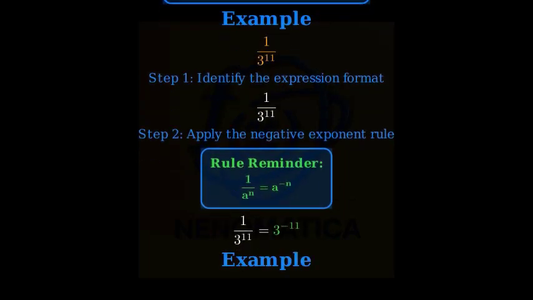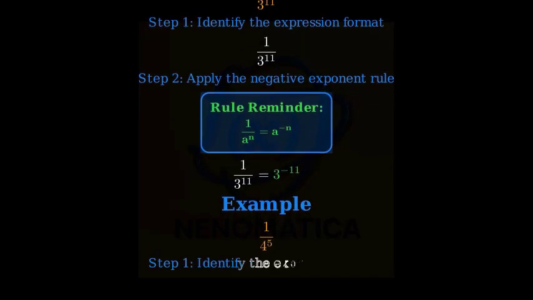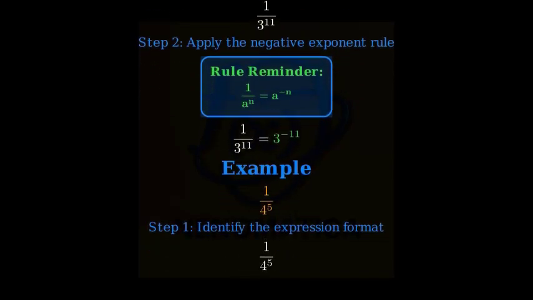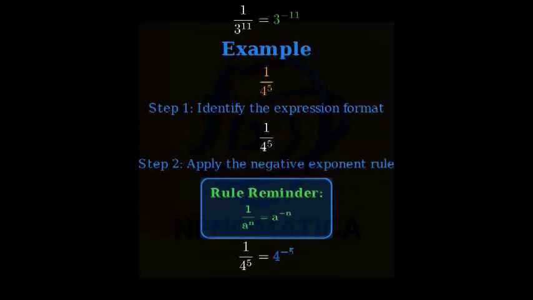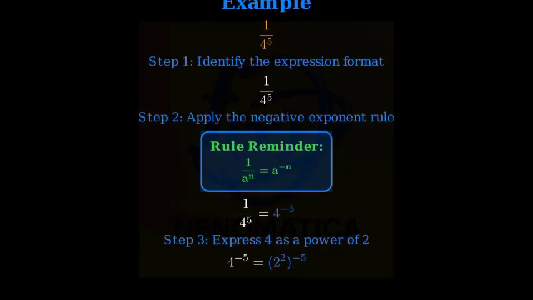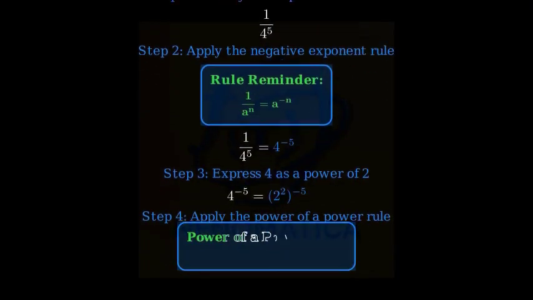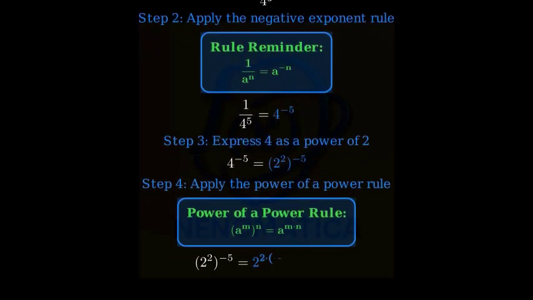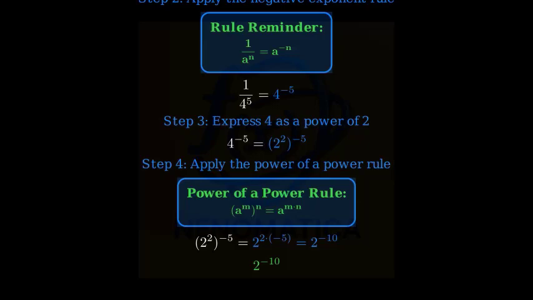Let's move to our second example. Here, we have 1 over 4 to the power 5. First, similar to the previous example, we can rewrite this as 1 over 4 to the power 5. Applying our negative exponent rule, this equals 4 to the power negative 5. We can take this further by recognizing that 4 is 2 squared. So 4 to the power negative 5 is equal to 2 squared to the power negative 5. Using the power of a power rule, this becomes 2 to the power of 2 times negative 5, which is 2 to the negative 10. So our final answer is 2 to the power negative 10.